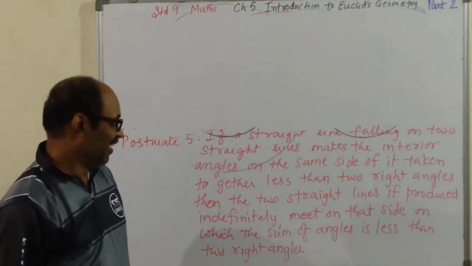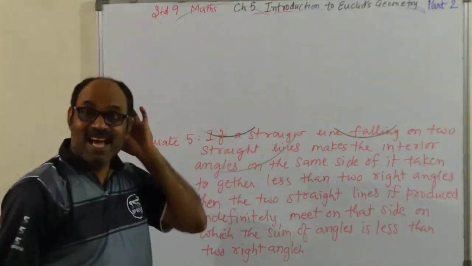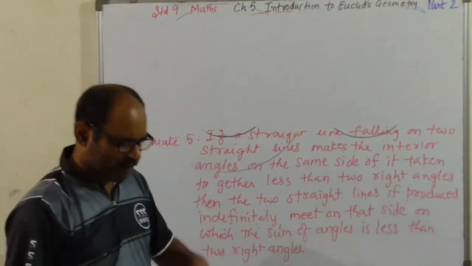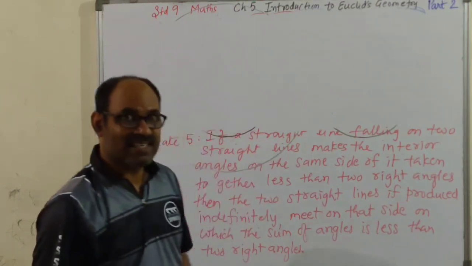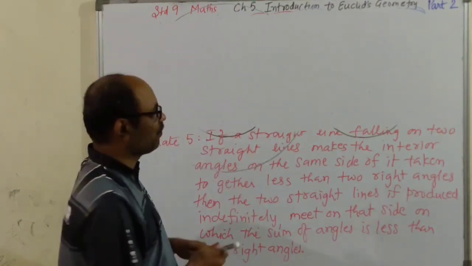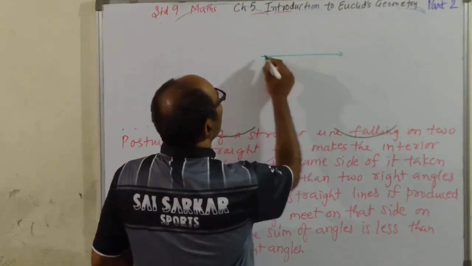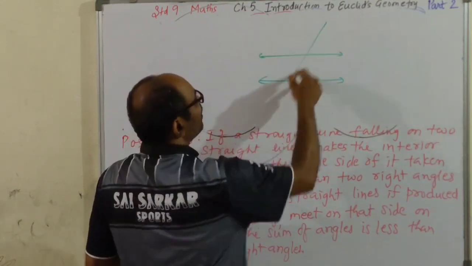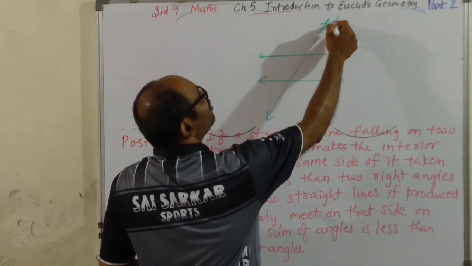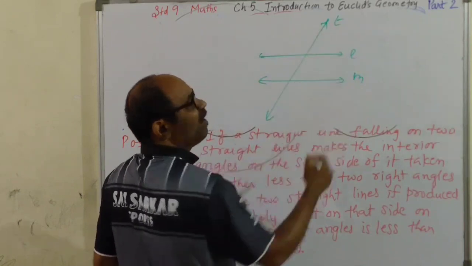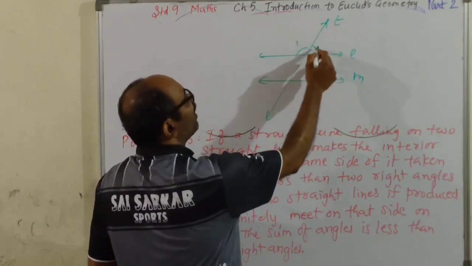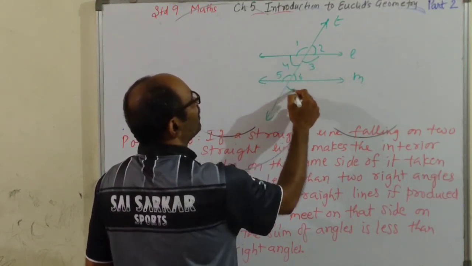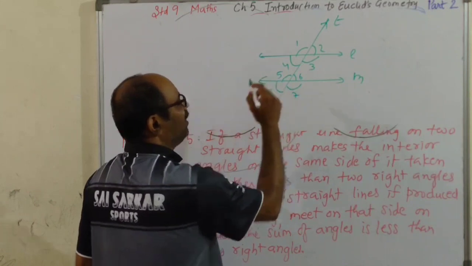Now this statement itself is very tough to understand. First of all, a few things we will discuss and then we will read the statement. These are parallel lines and this is intersected by a transversal. If L is parallel to M, then this is angle number 1, angle number 2, angle number 3, angle number 4, angle number 5, angle number 6, angle number 7 and angle number 8.